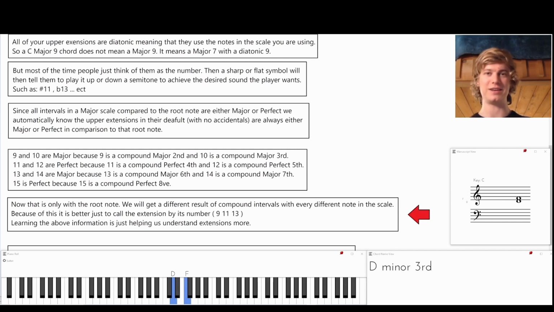Okay, we have a major 2nd, and then we have a minor 3rd, and as we go on, we then get another minor interval. If we go up to E, you start to see that we actually start to get a lot of minor intervals, so the functions start to change there, but it's good to comprehend this. So every note in the scale is going to give us a different result, and because of this, it is better just to call the extension by its number, 9, 11, or 13.